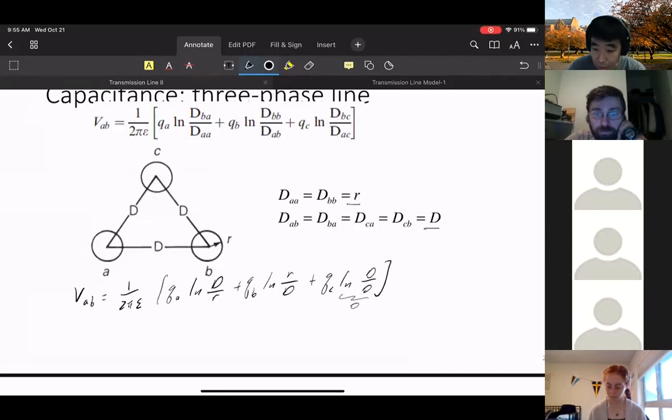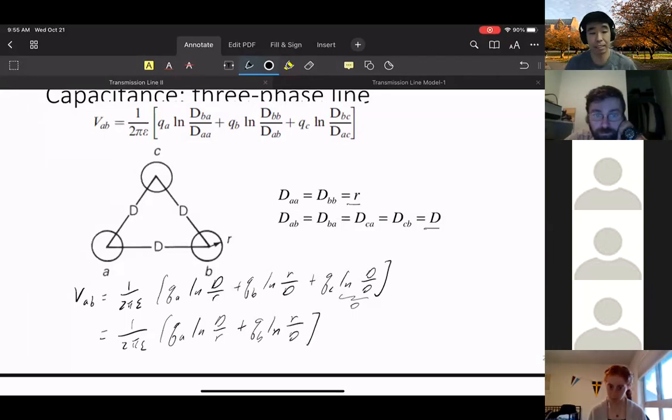This is a log of 1, so it is 0. So VAB equals 1 over 2 pi epsilon, QA log D over R plus QB log R over D. This is what we have. We get rid of the last term and make the symbols easier for us to work with. So this is VAB.